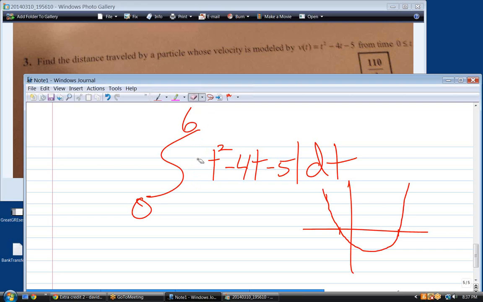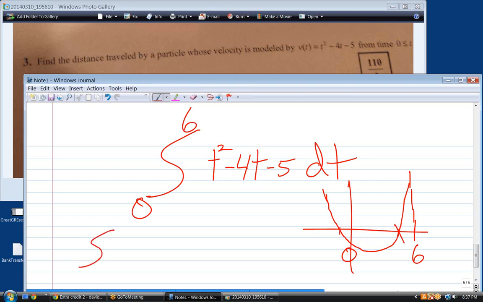So if we have to do it by hand, we have to do it in pieces. From 0 to 6. So what do we want to do? We want to take the positive area of this integral from 0 to this point and add it to the positive area. Well, this area is going to come out negative. This area is going to come out positive. Well, when this area comes out negative, we're going to take the absolute value of that.